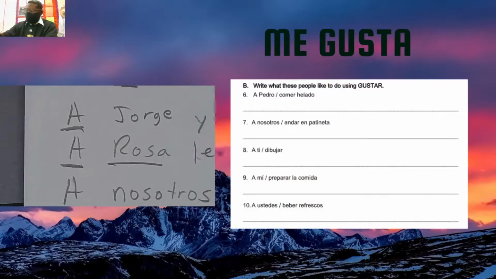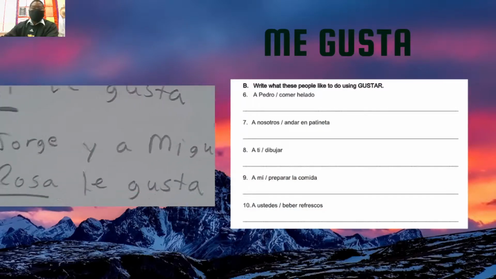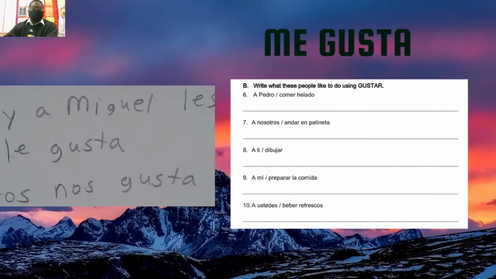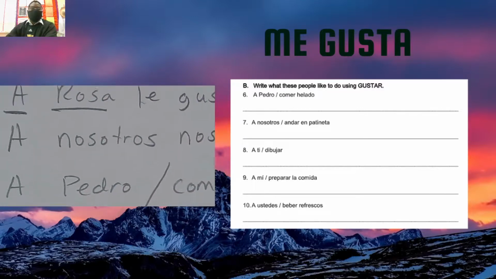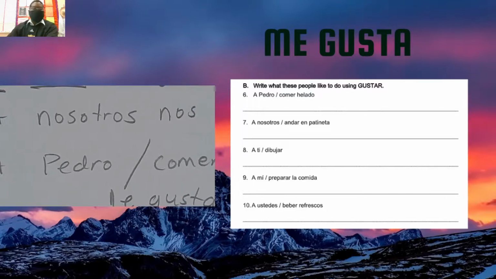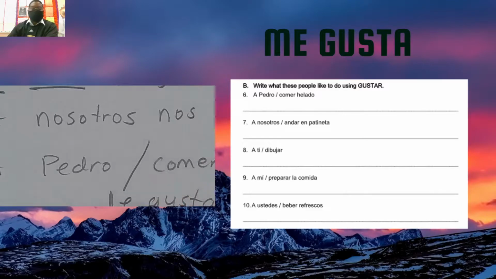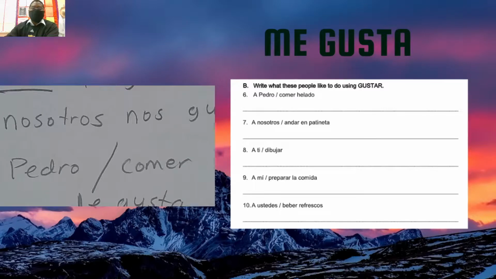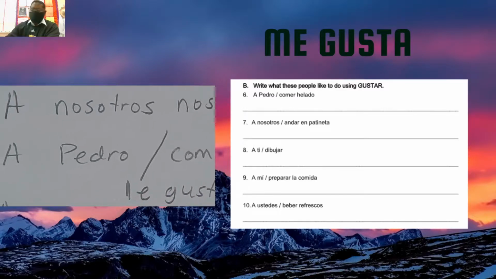Now this one is going to reflect what you're going to see on the quiz. And so this one's super duper important. All right. So we have a Pedro, and then we have this slash mark here. So if we have a Pedro slash mark and then comer helado, you would have to put two things. You'd have to put the IOP and gusta. So a Pedro, that is third person singular, so we're going to put le. So the answer is two words, le gusta.